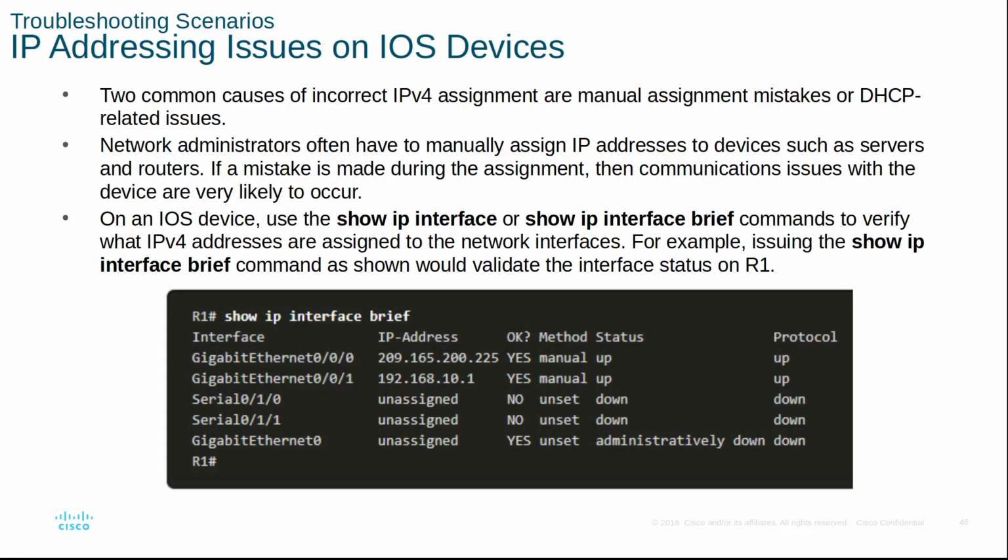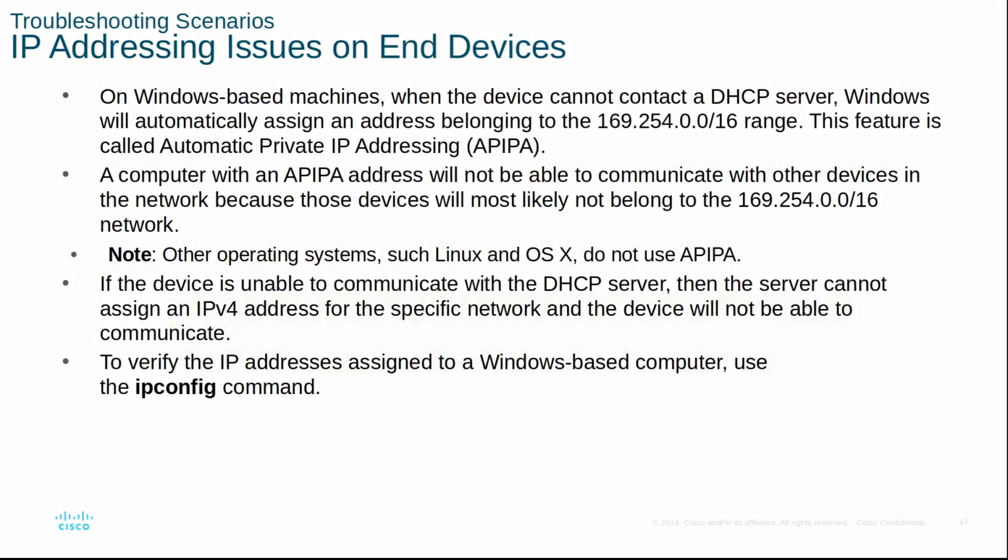IP address issues. Maybe you assigned the wrong IP address. So show IP interface brief helps indicate what's going on. Or maybe you're pulling an IP address from a DHCP server and you get one of these APIPA addresses instead, 169.254.something.something. That indicates that your device didn't pull an IP from DHCP, so you can't communicate with the DHCP server.